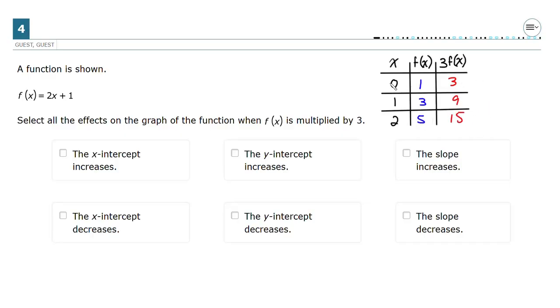So what do we see here? Well, let's take a look at the y-intercept. It was 1, and it became 3. So here we have the y-intercept increases.